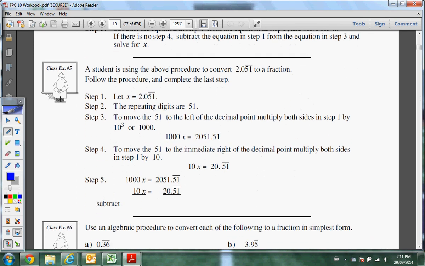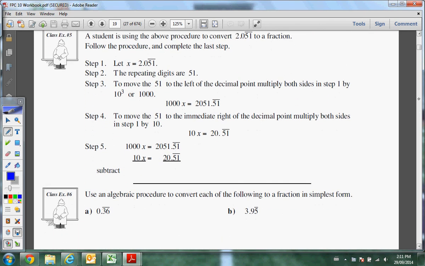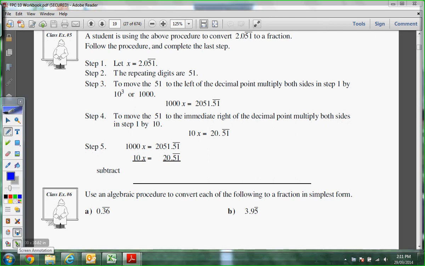So let's just go through the steps above. I just read the steps, so I didn't tell you anything yet. All right, so number 5. It says let x equal 2.051 repeating. The repeating digits are 51. So step 2, identify that.